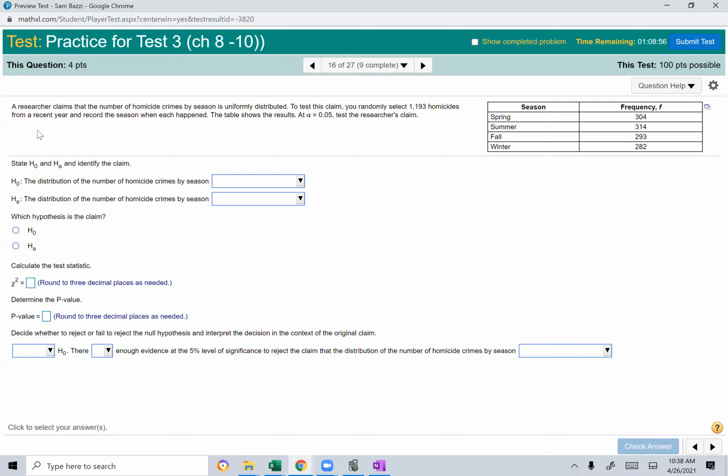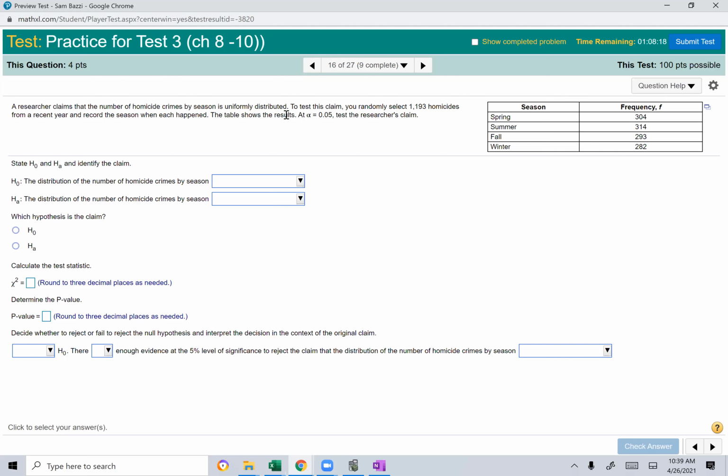Okay. I know a student asked me about dividing by the number of categories. It's going to work here. A researcher claims that the number of homicide crimes by season is uniformly distributed. If I give you the words uniformly distributed, it means all categories are the same. We are making a claim that they should be the same. So if I have 40 students and I have 100 points, each student should be getting exactly the same points. So you just take 100 divided by 4, it will be 25, 25, 25, 25. That's what uniform means.